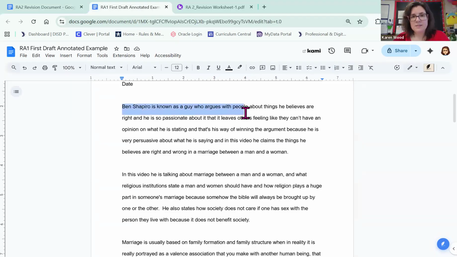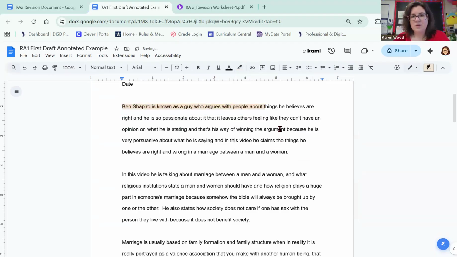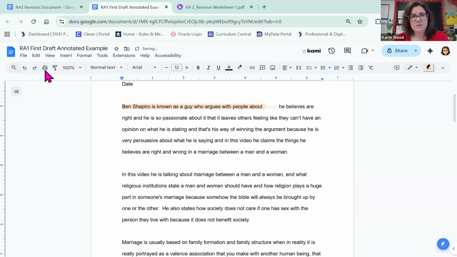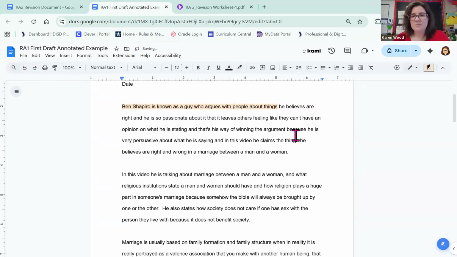is this is kind of the ethos, right? Ben Shapiro is known as a guy who argues with people about things. Now, this is horribly vague, very, very vague. This is like, who does he argue with? What are they arguing about? I need a lot more context, because maybe is he arguing about which are the best shoelaces? I have no idea. We need a better introduction to who Ben Shapiro is.